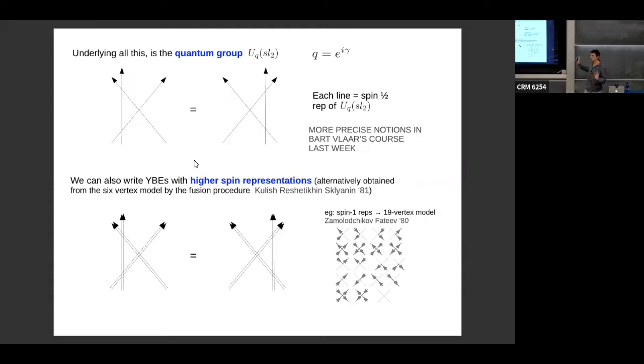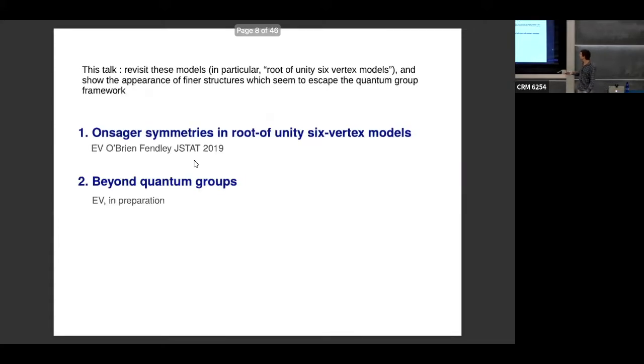And to finish with this, just a bit of nomenclature. These higher spin six-vertex models, the corresponding Hamiltonians I will sometimes call higher spin XXZ, but they're not literally the XXZ Hamiltonian where you replace the sigma operators by higher spin generators. They have a more complicated form, but they are usually what we refer to as integrable XXZ, higher spin XXZ Hamiltonians. Okay, so that was a quick summary, and now let me move to really what I want to talk about.